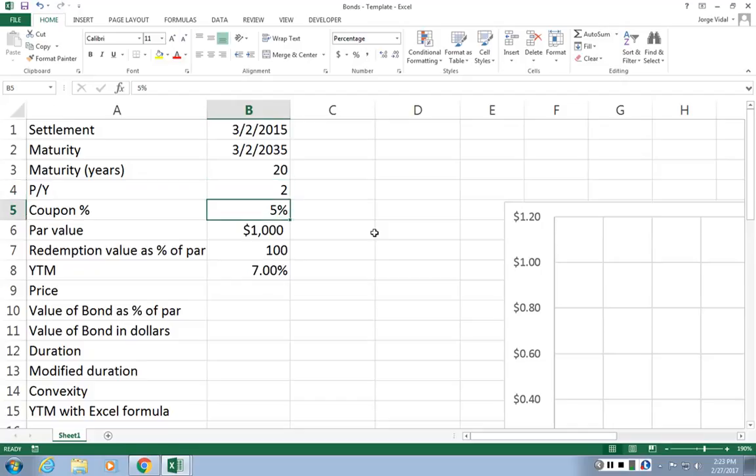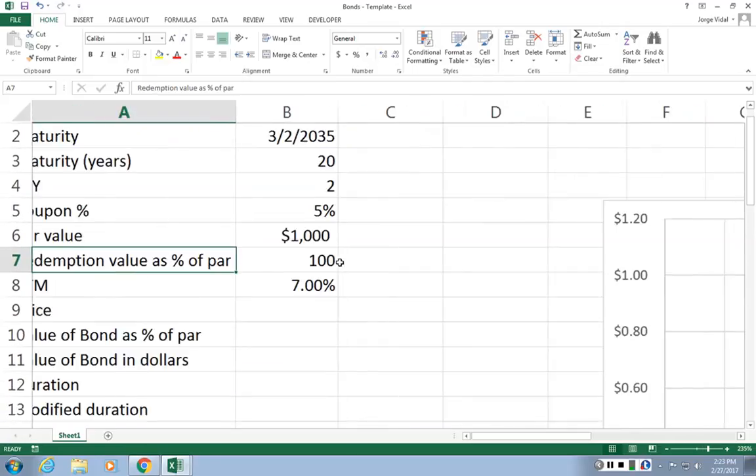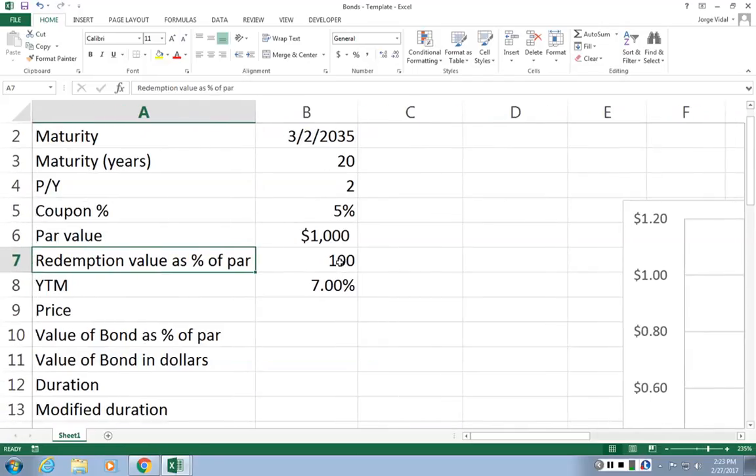The coupon is 5%. Par value, let's use 1,000. And then you will need this input when you're doing bonds in Excel. Redemption value as a percent of par. So we're going to assume 100. This is what it means.